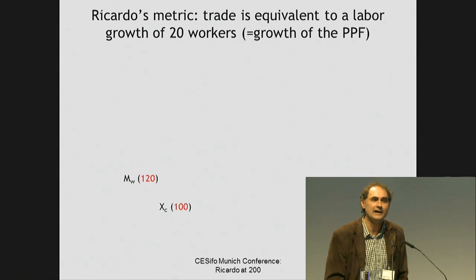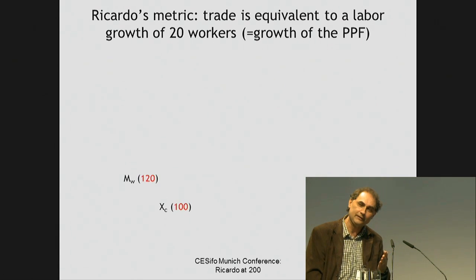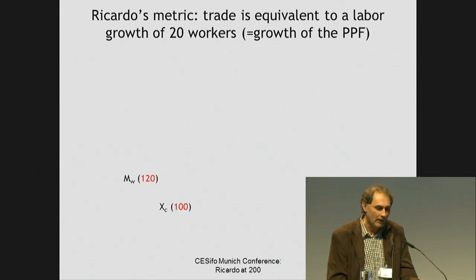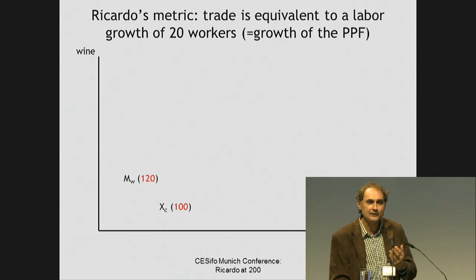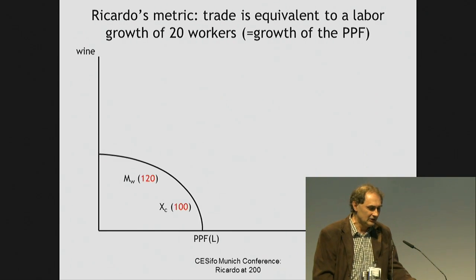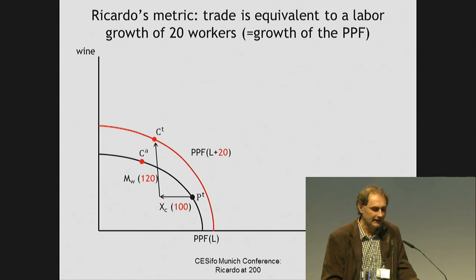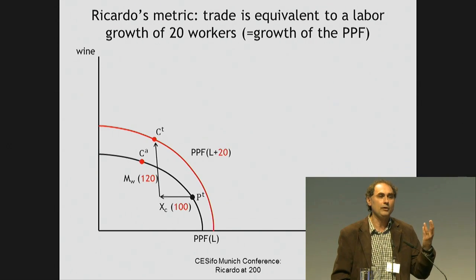So the numbers 100 and 120. These are the exports of cloth, the labor embodied in imports of wine. And how can we bring them into a cloth-wine diagram here, bringing in the Ricardian element? So we start with the textbook formulation, CA and PT. And now what can we think about with Ricardo, what do those 20 workers mean?